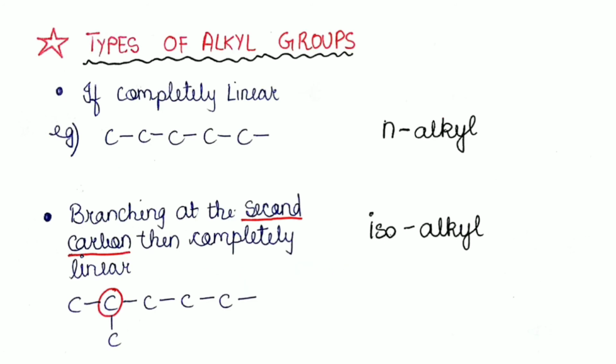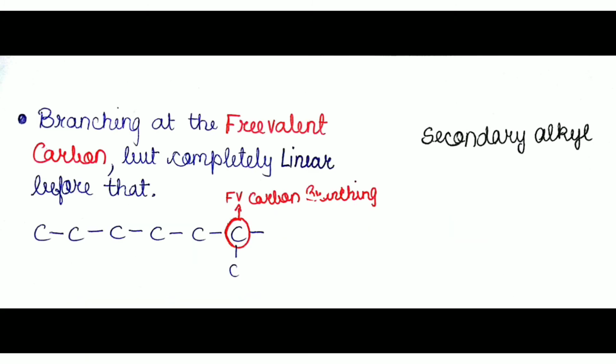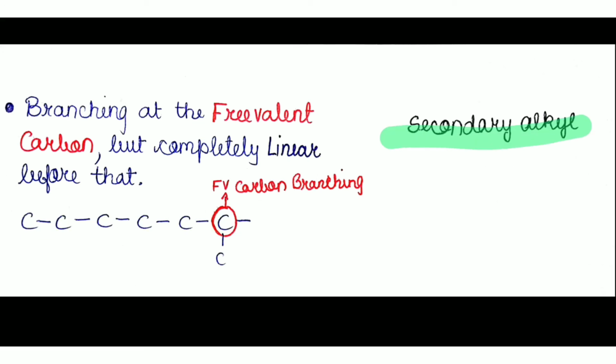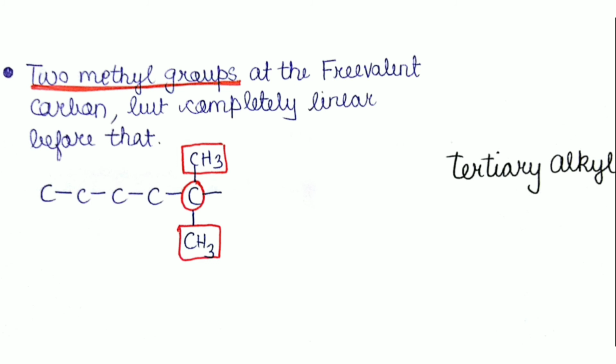Then there are different types of alkyl groups. If the alkyl group is completely linear, we'll be calling it N-alkyl. If there is branching at the second carbon from the opposite side of the free valent carbon we are talking about here, so it is going to be isoalkyl. Like it's completely linear, but there is branching only at the second carbon, so it's isoalkyl. Then we have branching at the free valent carbon, but if it's completely linear before that, then we'll call it secondary alkyl. Then if there is 2 methyl groups attached to the free valent carbon, but it's completely linear before that, then it's a tertiary alkyl group.